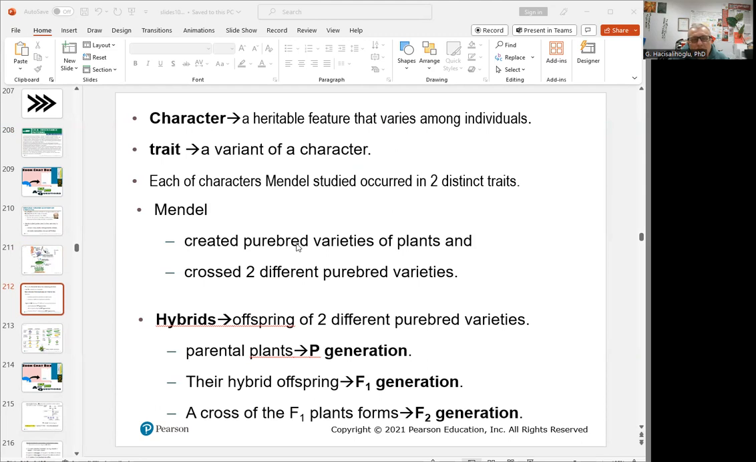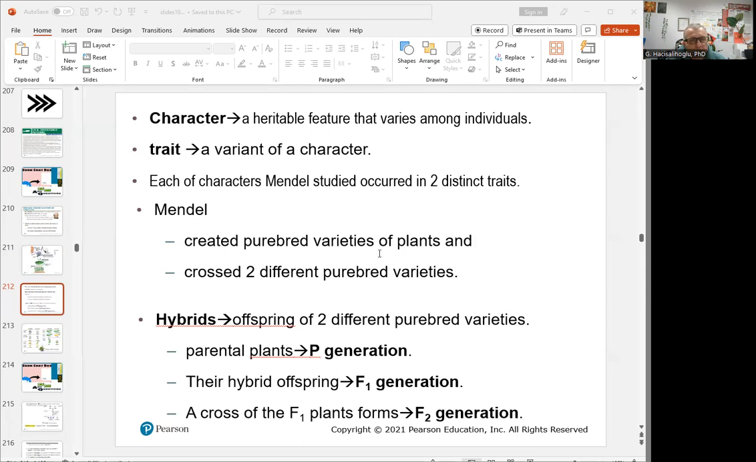A character in genetics means a feature that may vary among individuals, and a trait is a variant of that character. Each of the characters Mendel studied had 2 distinct traits. There is also something called a hybrid: if you cross parent 1 with parent 2, the F1 is also called the F1 hybrid. The parental generation is called the P generation. The next generation is F1, the following generation is F2, F3, and it goes on like that.